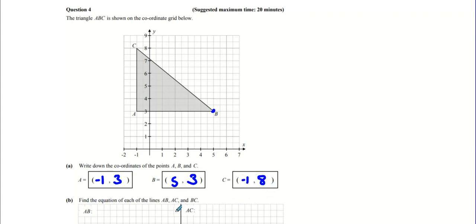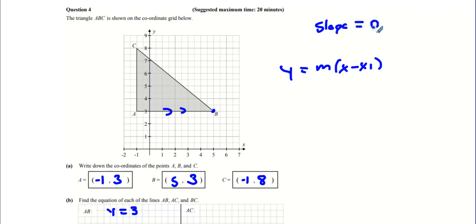Now guys, we first need to find the equation of the line AB. Please remember, AB is a horizontal line. And if AB is a horizontal line, we simply can say that it goes through the y value, y equals 3. If you were to try and use y equals m bracket x minus x1, what you'd find is it has no slope, because the slope is 0.